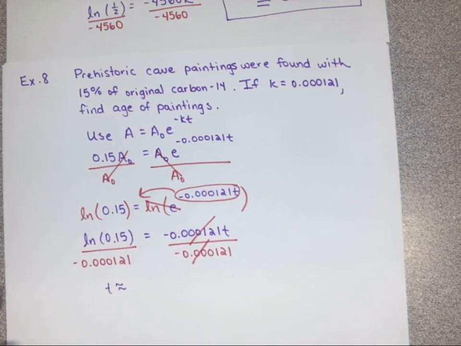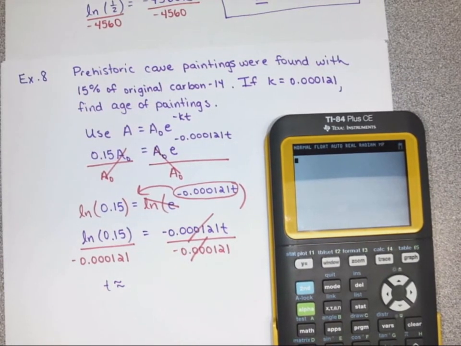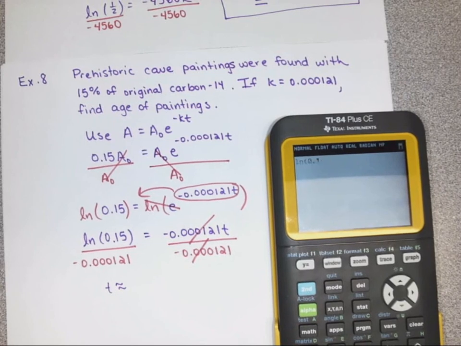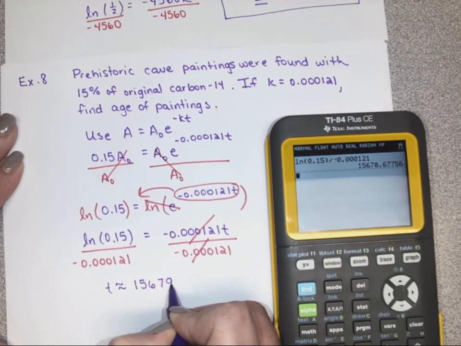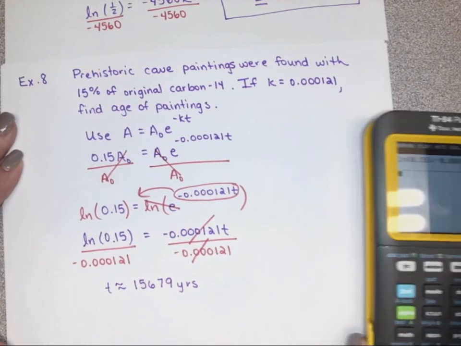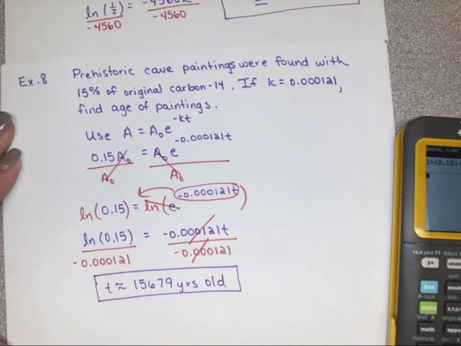If it's a prehistoric cave painting, are we expecting it to be old or not that old? It's going to be old, okay? So don't be surprised when you get an answer that's really, really a lot of years here. Divided by negative 0.000121. Make sure when you have a decimal like this, you put the right number of zeros. So notice it's right around 15,679 years old. Okay, so the reason they found it to be so old, by the way, is because a lot of the carbon-14 was already gone from it, right? It was only 15% remaining, so that's how they knew that it was super, super old.